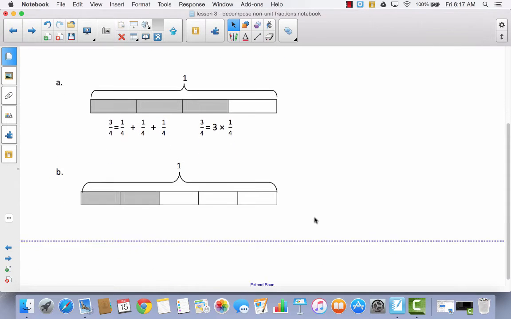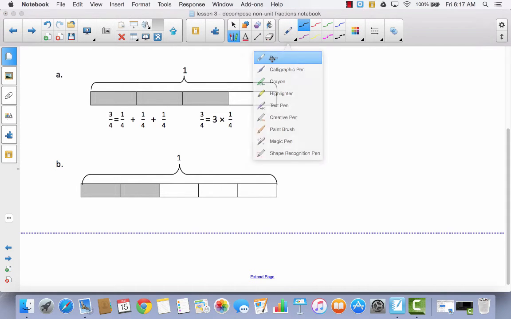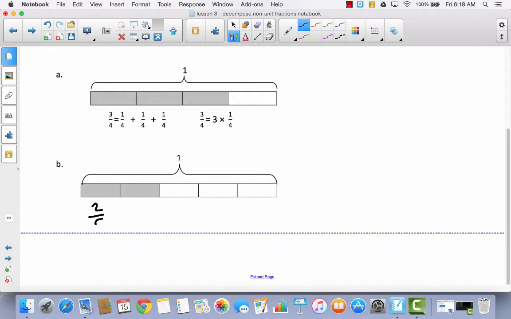All right, so let's take a look at B first. First of all, I've got to figure out what fraction this represents. I see 2 out of 5, so that tells me that this is going to be 2/5. So we've got 2/5, and we're going to write that as a sum of unit fractions: 1/5 plus 1/5. This is basically what we did in lesson 2. Now we're going to rewrite 2/5 as a multiplication sentence. Our whole number is 2 because we have 2 one-fifths, and we're going to multiply it times 1/5. So this means I have 1/5 two times.